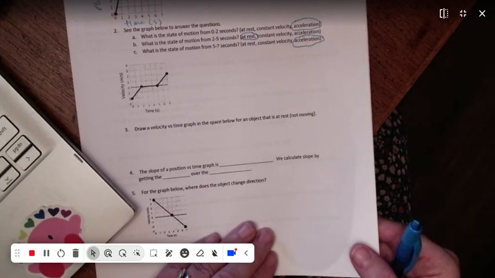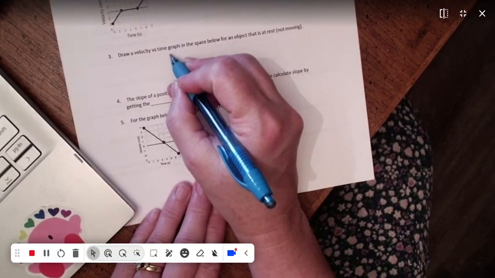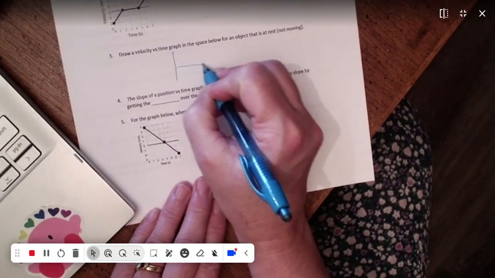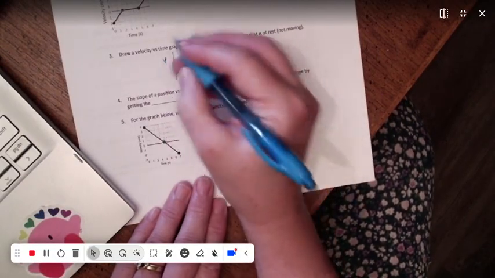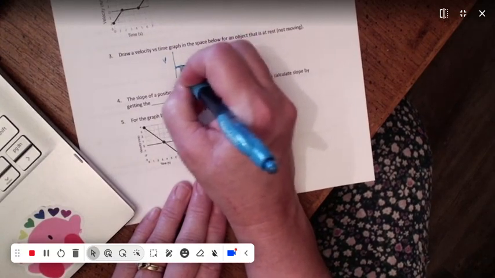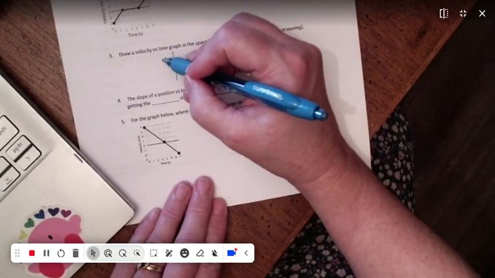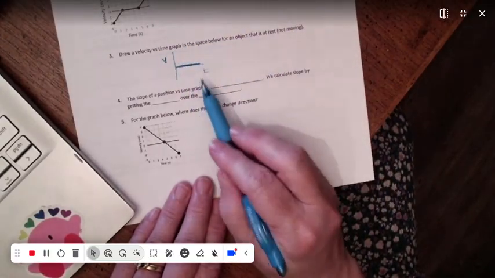Draw a velocity versus time graph for an object that is at rest, not moving. Okay, so that would just be along 0, because I'm not moving. My meters per second would be 0 and would be staying at 0.